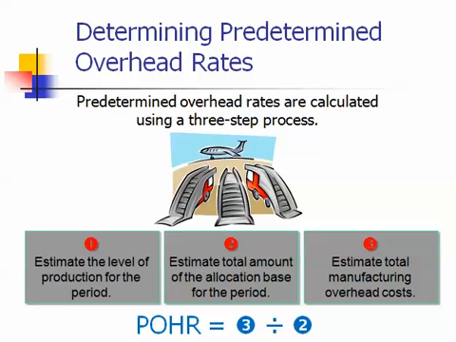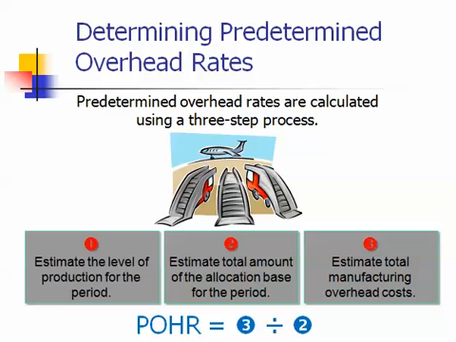Next, we estimate the total amount of allocation base in the denominator that would be required for that level of production. In other words, how many direct labor hours do we think we would need to work for that level of output? How many machine hours would we need to have that level of output?